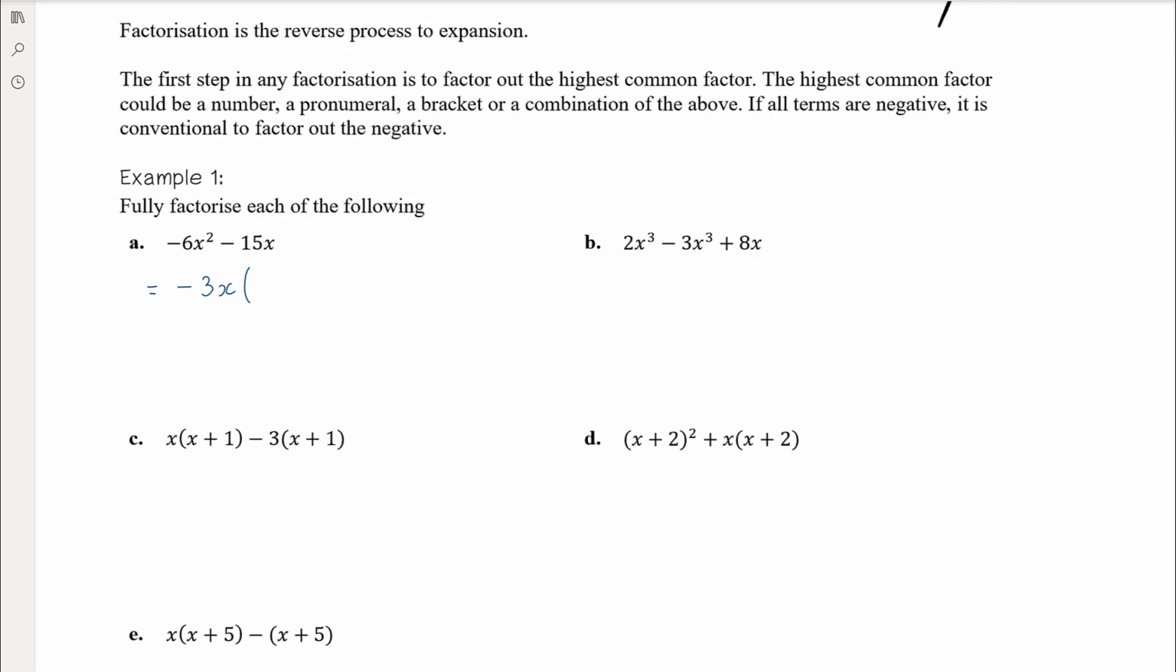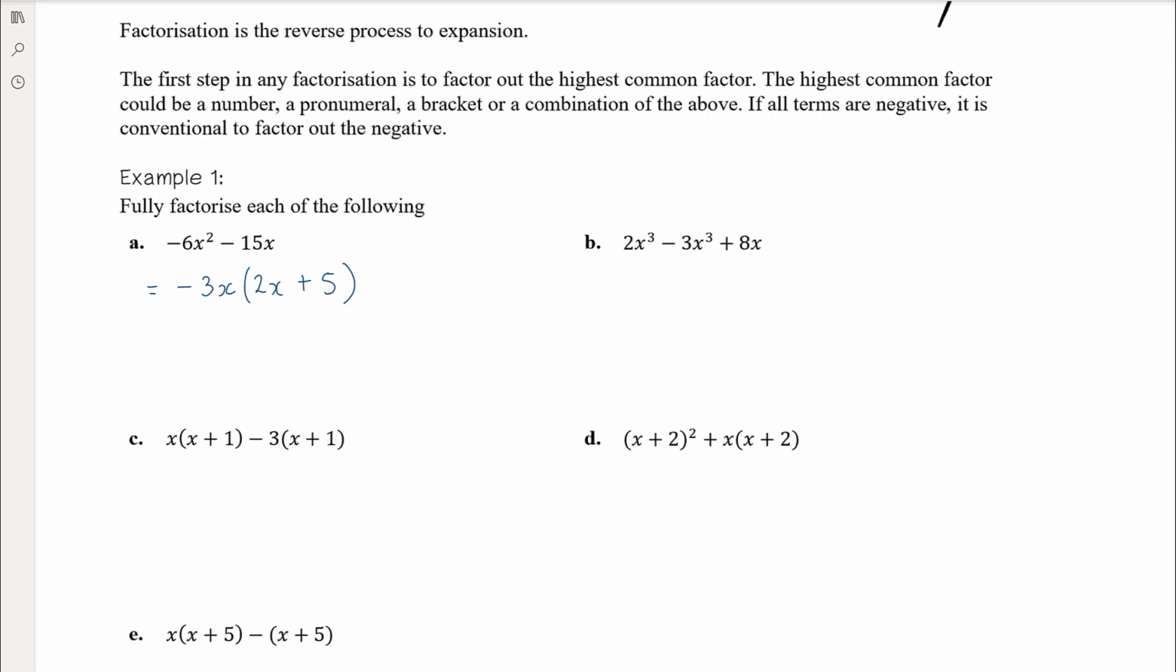So negative 6x squared divided by negative 3x leaves me with 2x. And you should be able to check it. If you multiply them back together, does it give me negative 6x squared? And then negative 15x divided by negative 3x is plus 5. And again, you should be able to check it. There's no excuse for having a factorization that's wrong. You should be able to very quickly in your head expand that back out and make sure that it gives you the original expression.